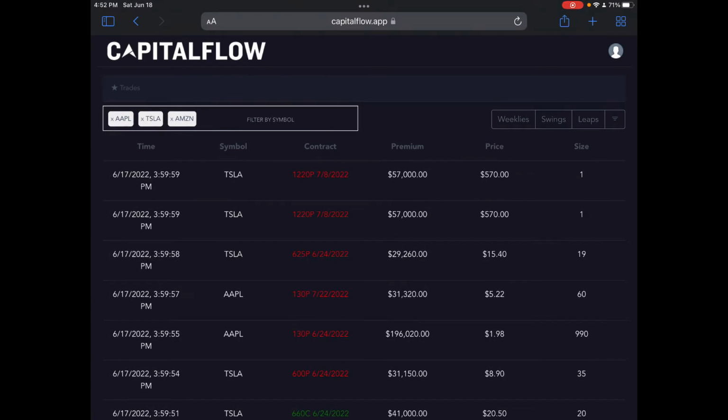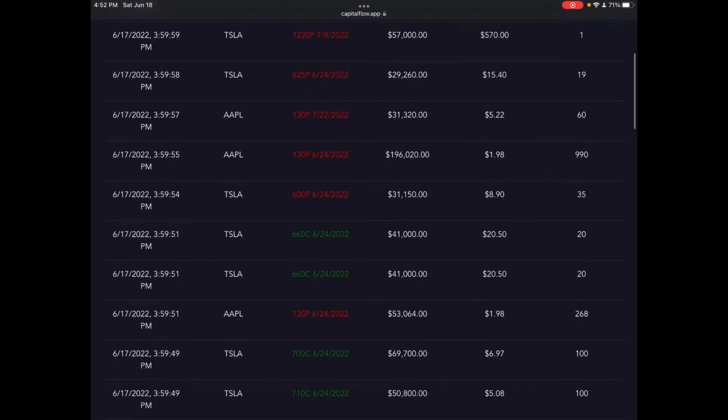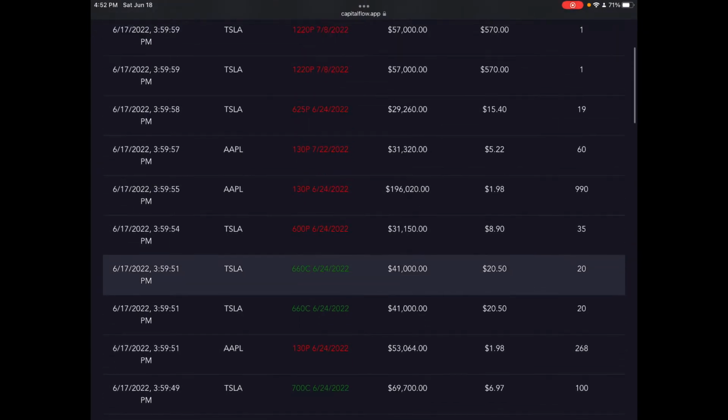Now, next to that column, we have the contract. So that's going to tell you exactly what contract they bought. Right here at the top, you got Tesla 1220 puts for 7/8/2022. And those are going to be in red. And all the call orders are going to be in green. So right here, when we have a Tesla 660 call for 6/24, that one is in green.